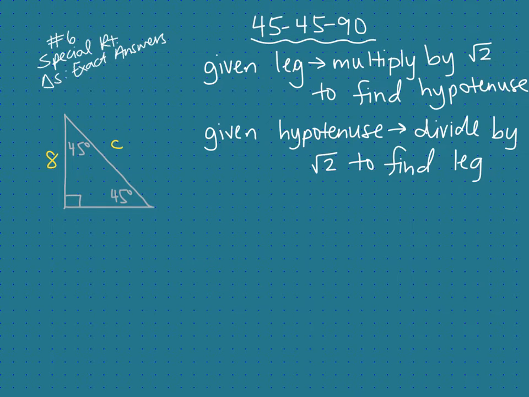All right, let's say in this case we're given the leg and we want to find the hypotenuse. So if we're given the leg, we multiply by root 2 to find the hypotenuse. So C, our hypotenuse, is we take the leg and multiply it by root 2. All done.